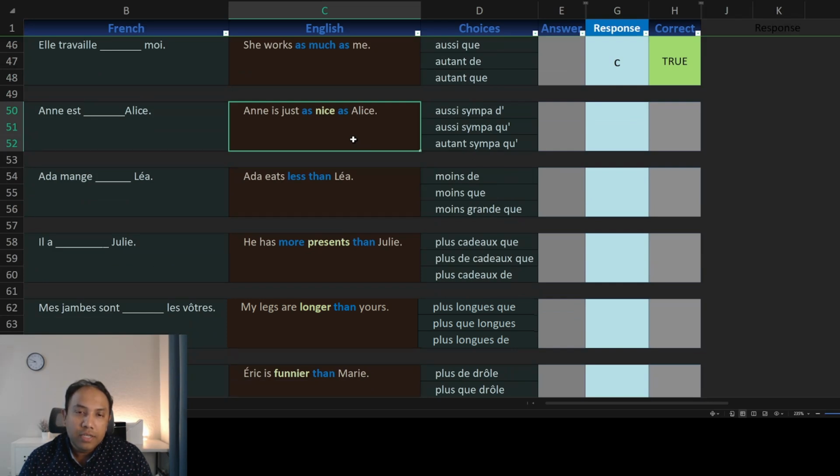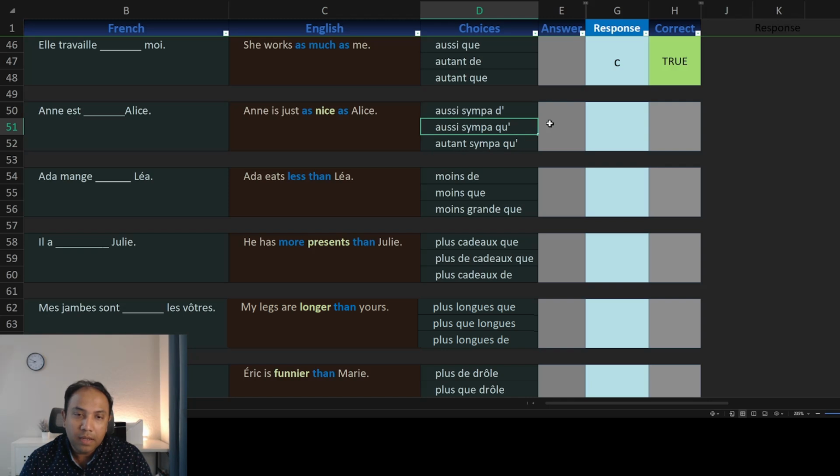Anne is just as nice as Alice. So, Anne est aussi sympa que Alice. So I'm going to go with B. Why did I pick B? It's definitely not autant. Autant will only apply for nouns and verbs, and this is an adjective, right? Adjectives and adverbs use aussi, not autant. So which aussi are we going with?